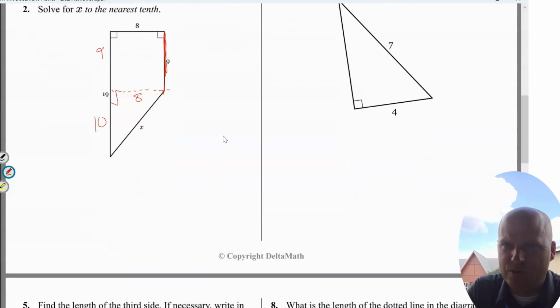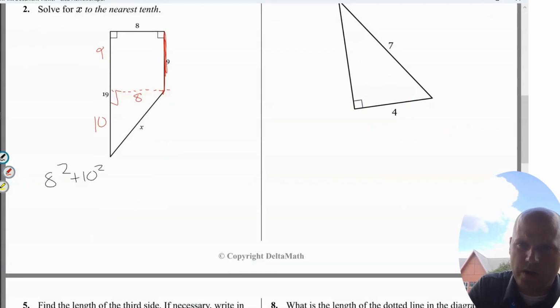X is the hypotenuse. So I'm going to set up that 8 squared plus 10 squared equals my c squared, which is x squared. I got 64. I got 100. I got 164.